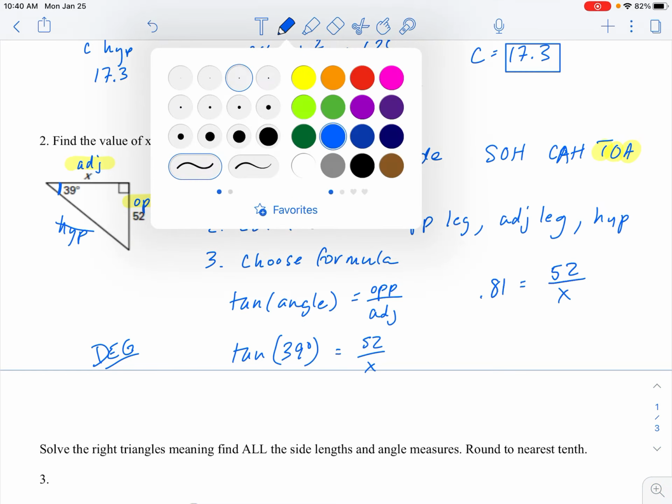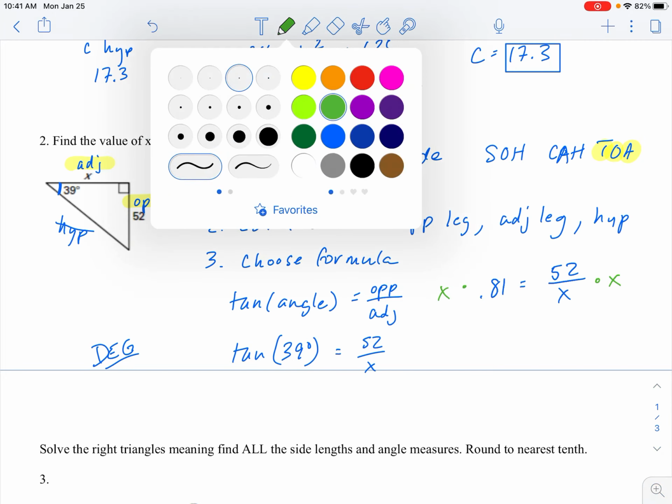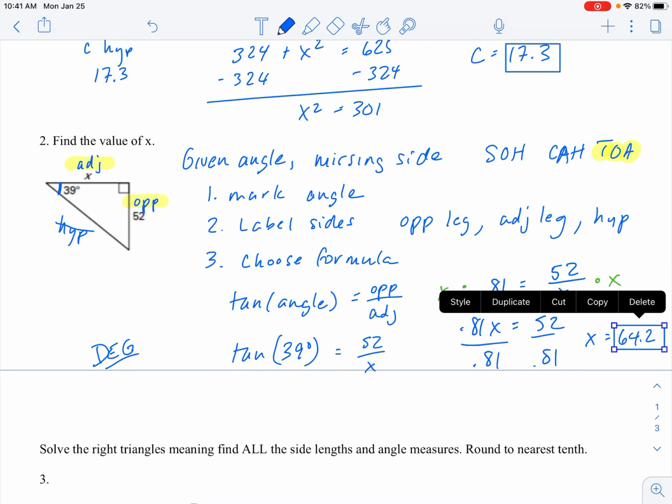Now to solve this with x in the denominator, I'm going to multiply both sides by x. And I get 0.81x equals 52. And then I'm going to divide both sides by 0.81. So x is going to equal 52 divided by 0.81. And I get 64.2. I have another calculator here that allows me to do this a little bit faster.